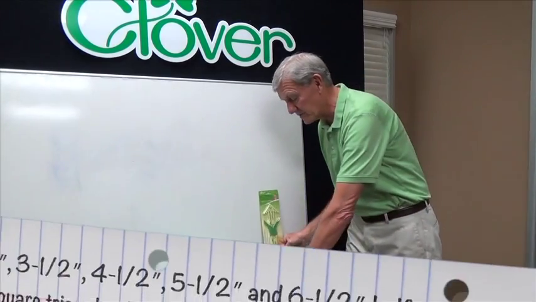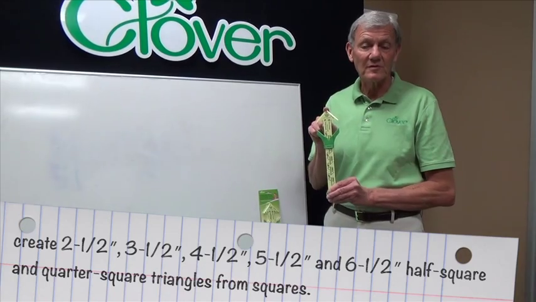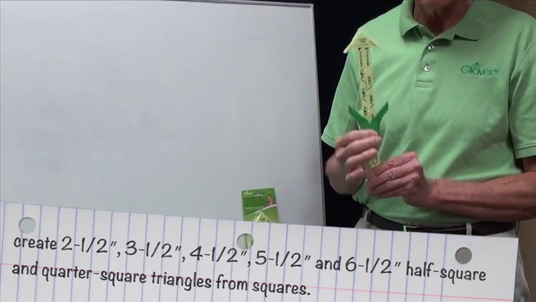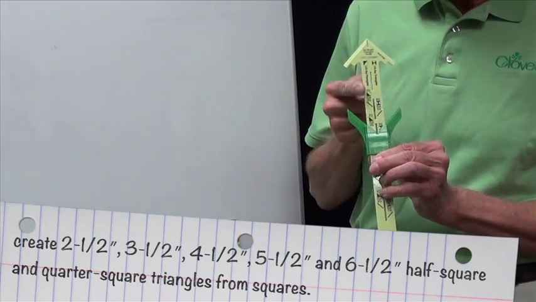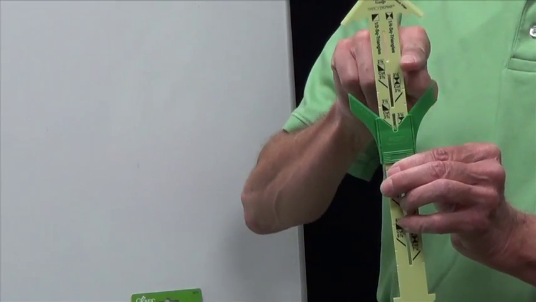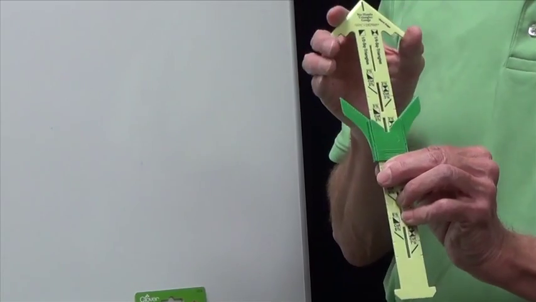To assist you in making your triangle blocks, Nancy Zieman and Clover have collaborated to produce the No Hassle Triangle Gauge. It's a plastic gauge with a sliding inner gauge. On this side, we find the markings to make half square triangle blocks. On this side of the gauge, we have markings to do the quarter square triangle blocks.